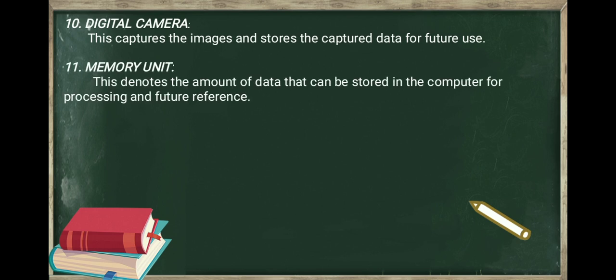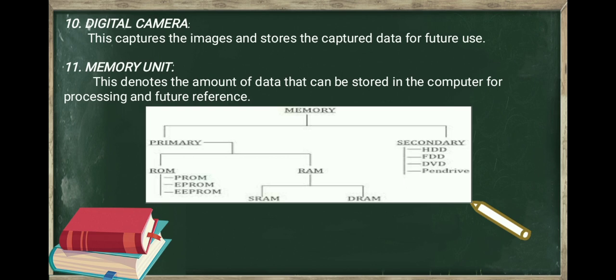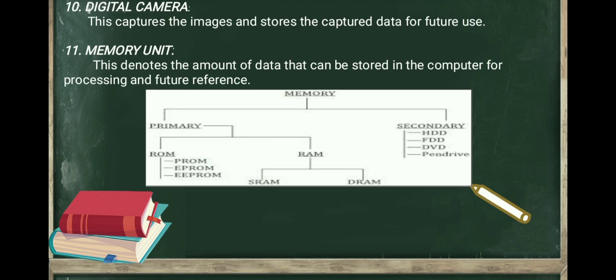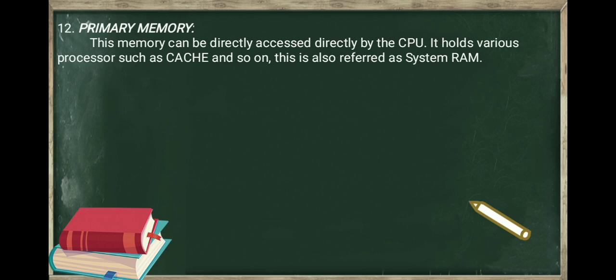Now, memory unit. This denotes the amount of data that can be stored in the computer for processing and future reference. Types of memory. Primary memory. This memory can be directly accessed by the CPU. It holds various processors such as cache and so on. This is also referred to as system RAM, that is system random access memory.